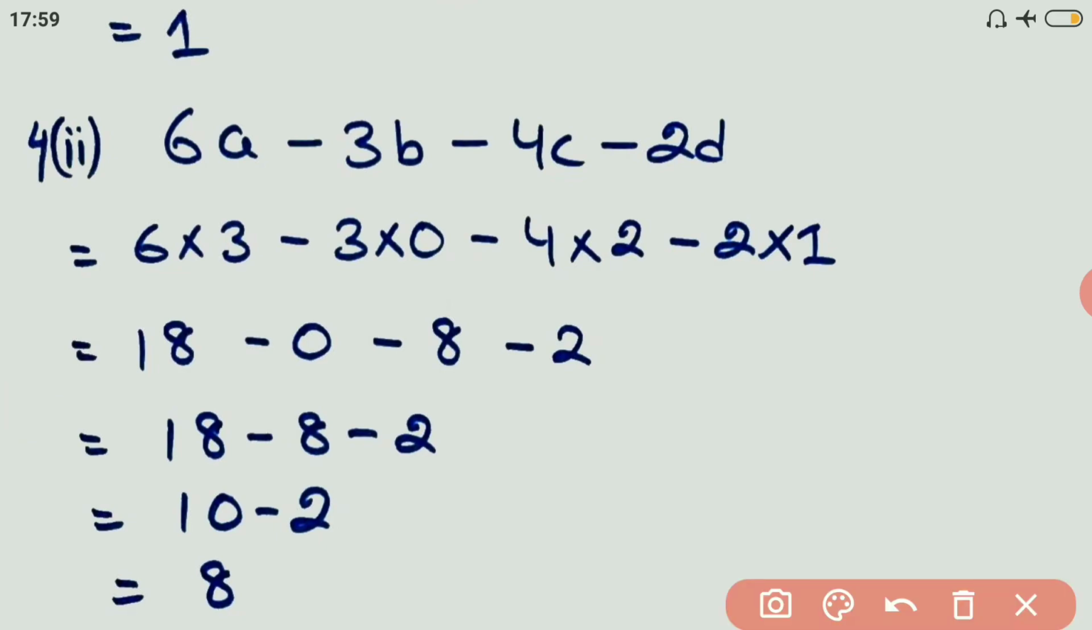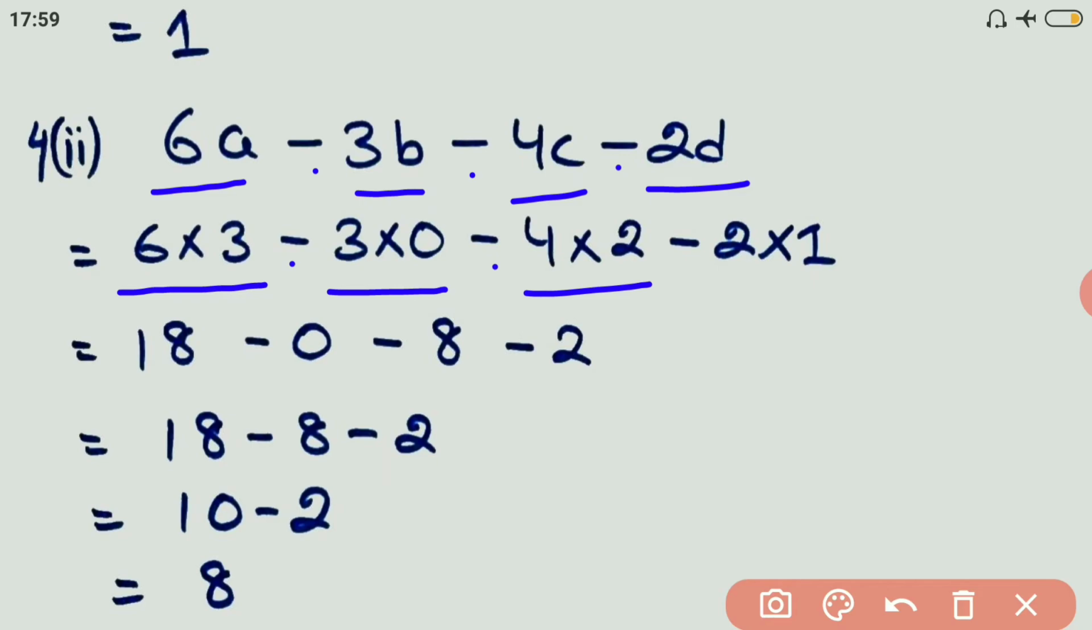Number 4.2. The question is 6a minus 3b minus 4c minus 2d. Now 6 into 3 because the value of a is 3, minus 3 into 0 because the value of b is 0, minus 4 into 2 because the value of c is 2, minus 2 into 1 because the value of d is 1.